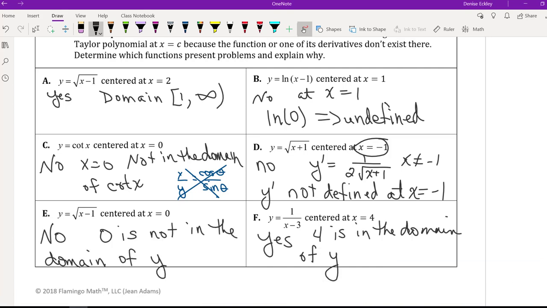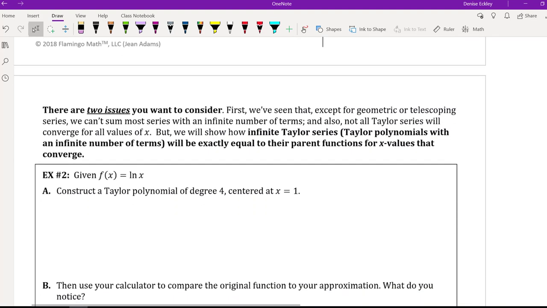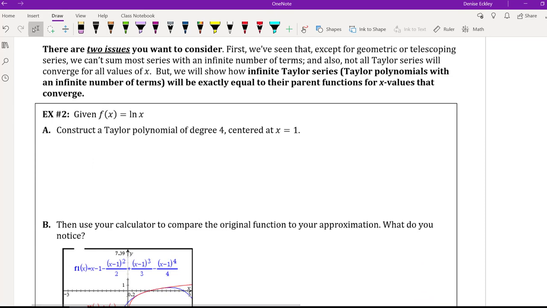So there are the answers for E and F. Hopefully you got those answers. If you didn't, you can always ask me and I can explain them to you. You want to make sure that you're thinking about that before you start creating a Taylor polynomial or a power series. Now there are two things we need to consider once we get past the point of creating the Taylor polynomial or power series.